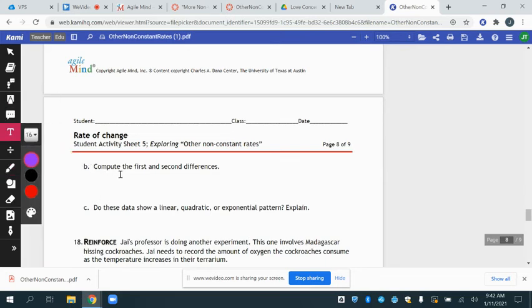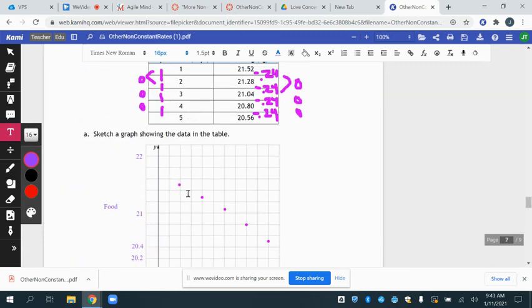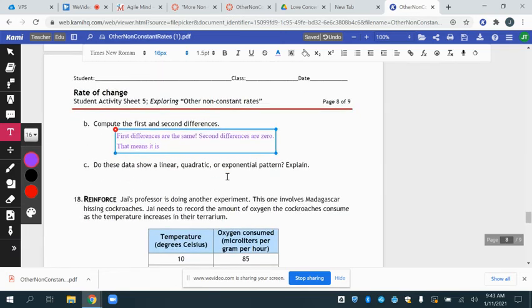So I can say first differences are the same. Second differences are 0, 0, 0. That means that the rate is never changing. It's a first degree equation, which means the first differences are the same, which means it's linear. So this is linear.